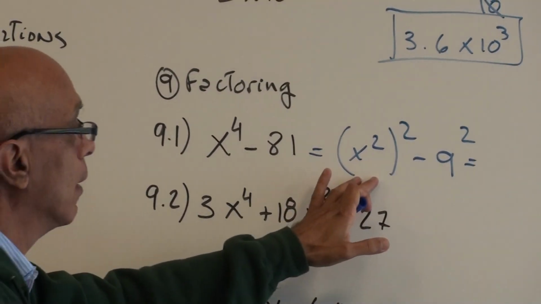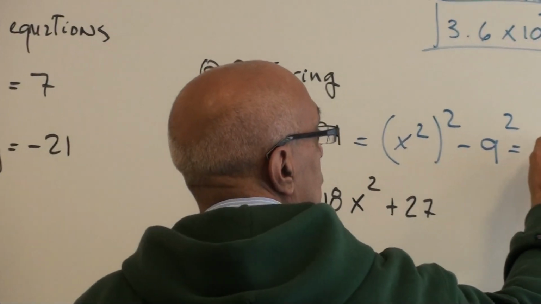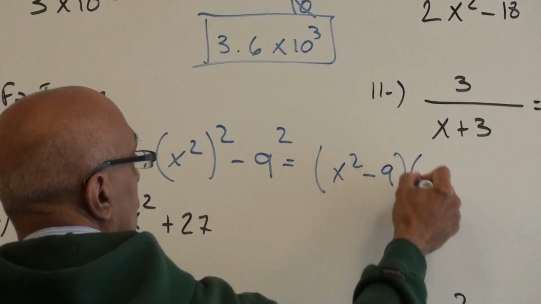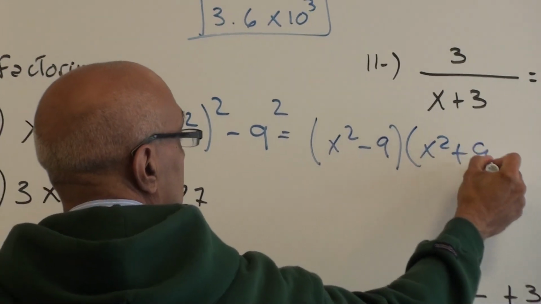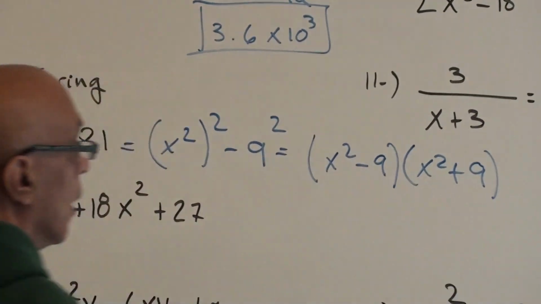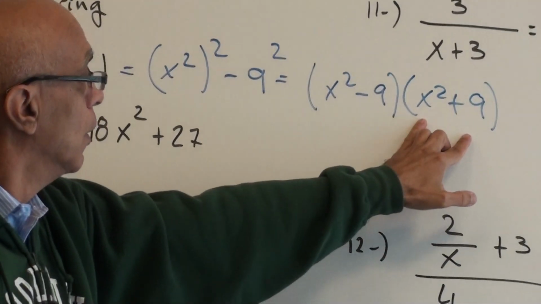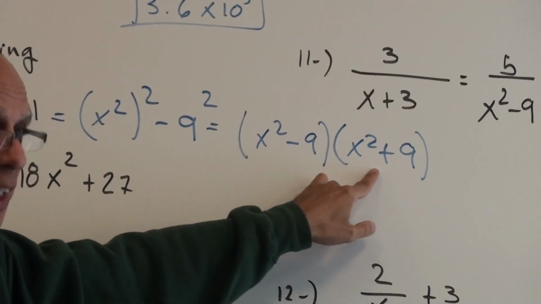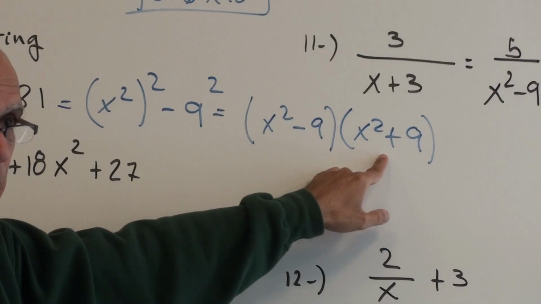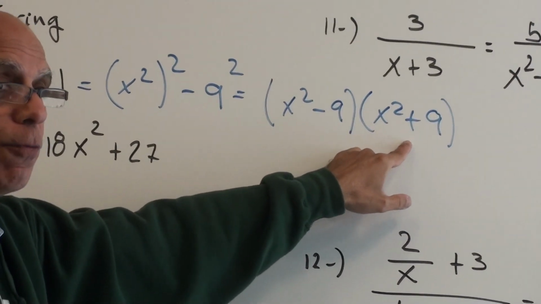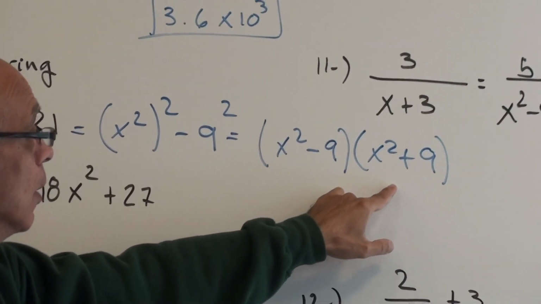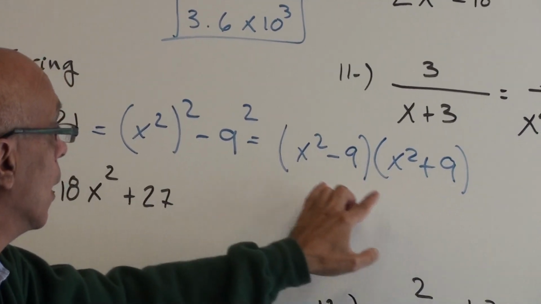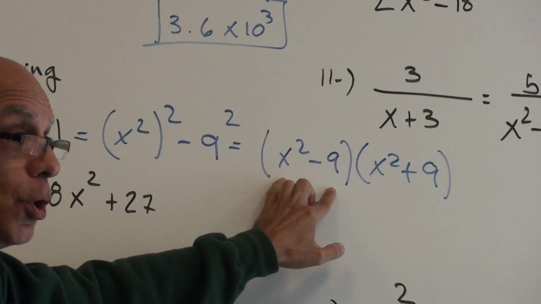Once I do that, then I just make x squared minus 9, and then x squared plus 9, okay? Now, the difference between squares is factorable. The sum is not, okay? So many students thought they could factor this, but it's not factorable. You have to leave it the way it is. This is the only one that you need to continue to factor.